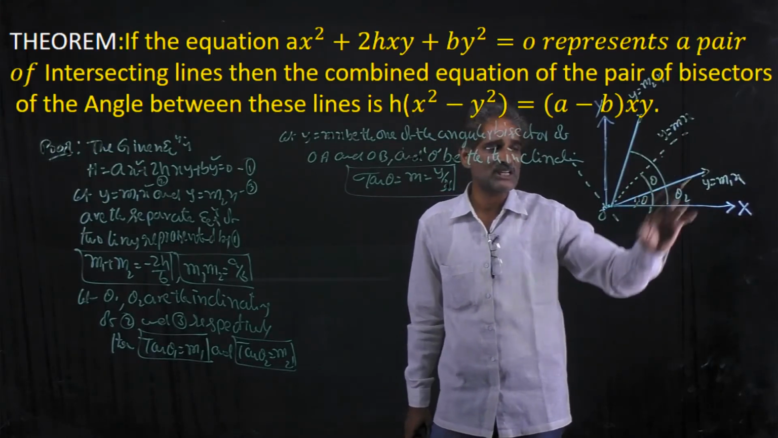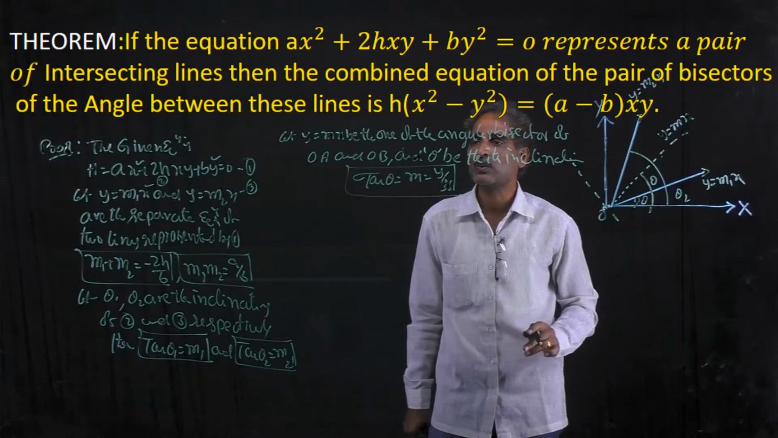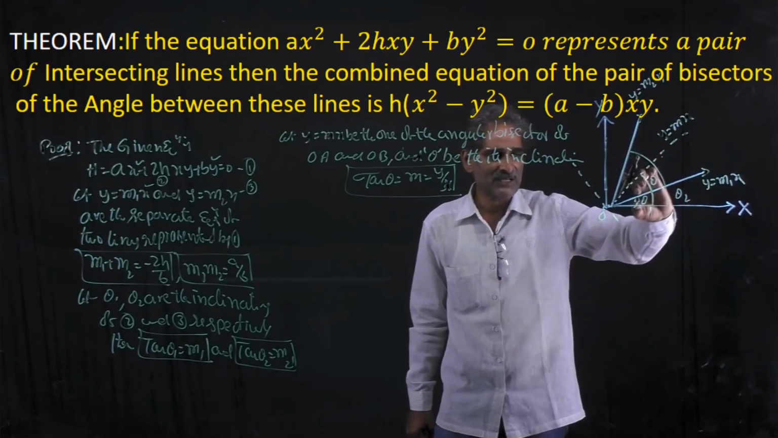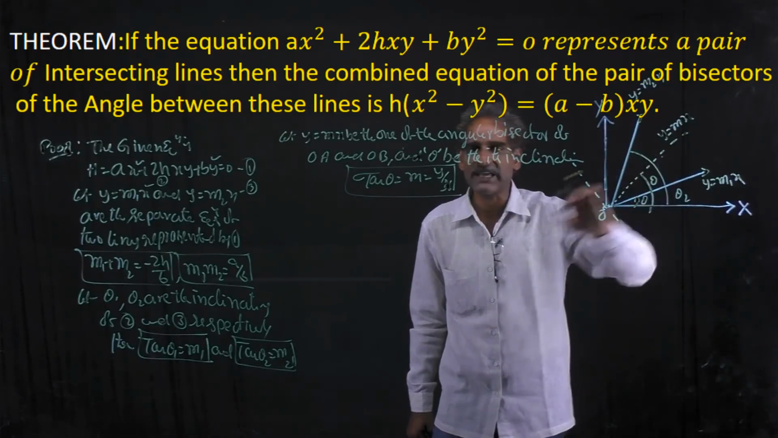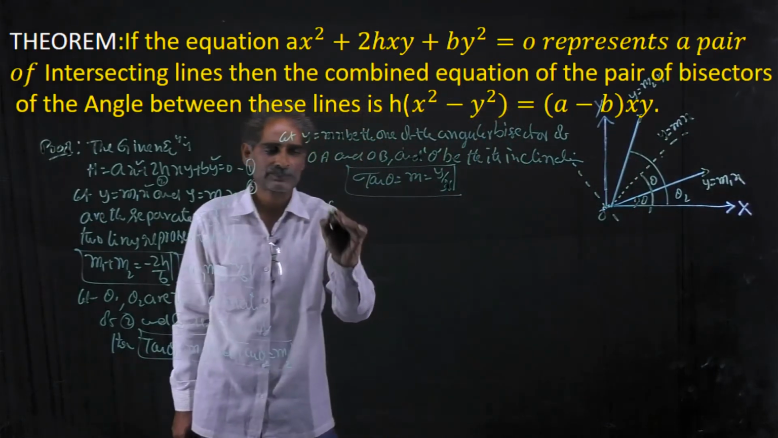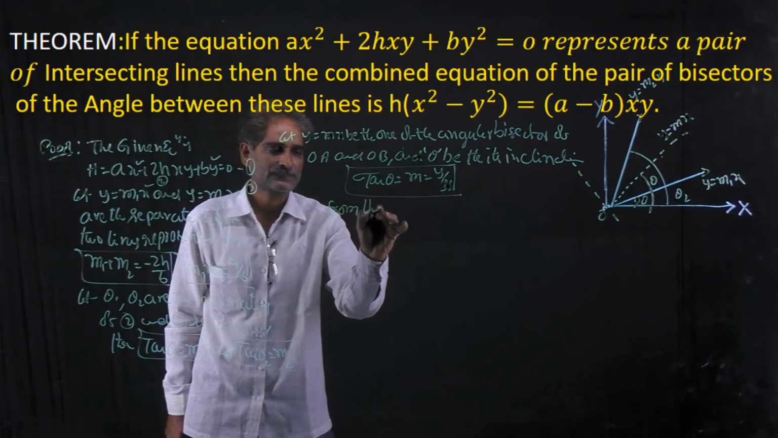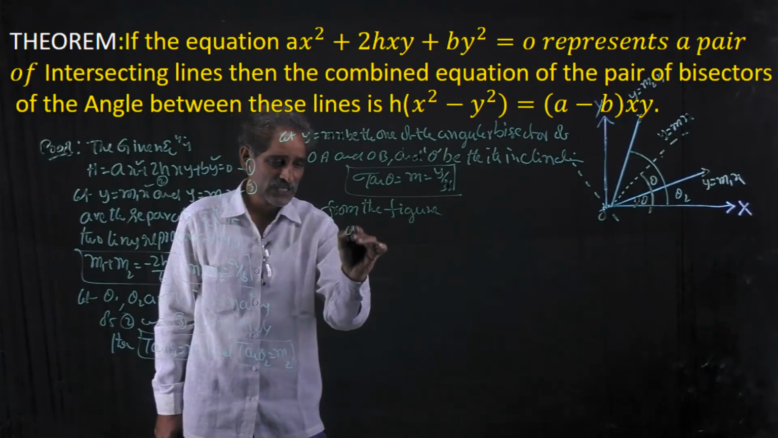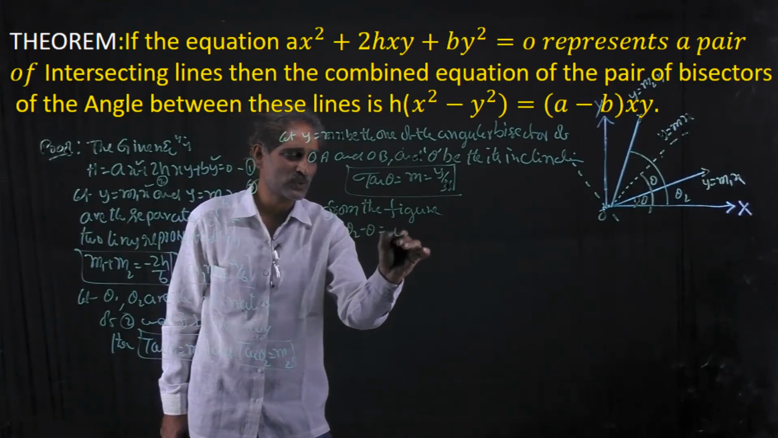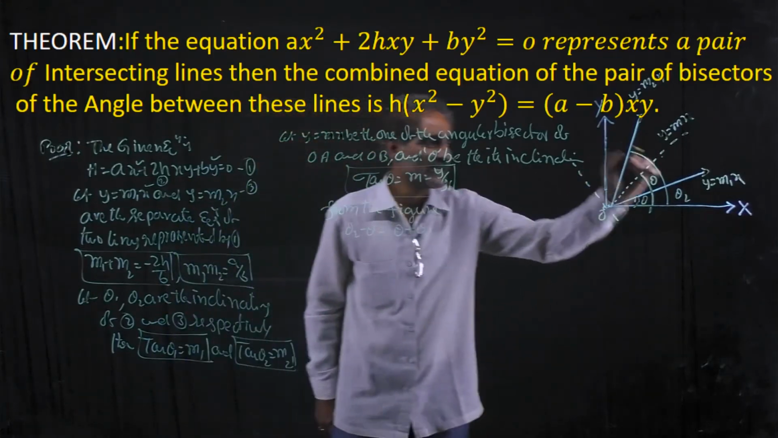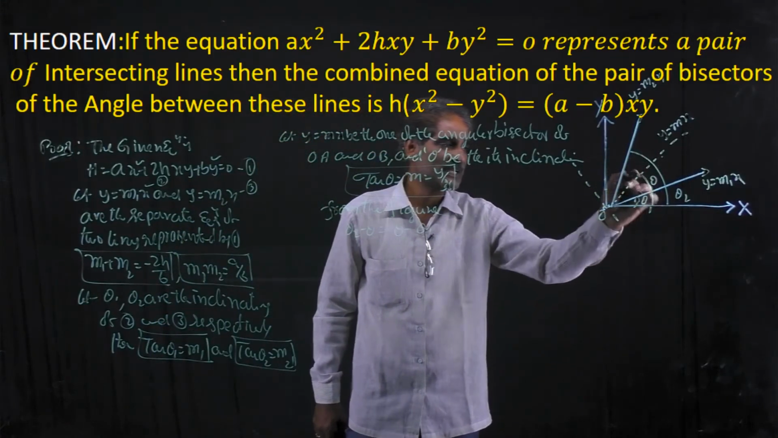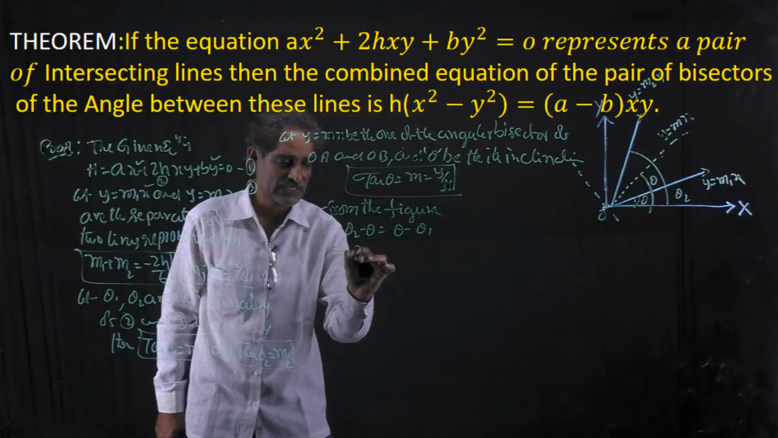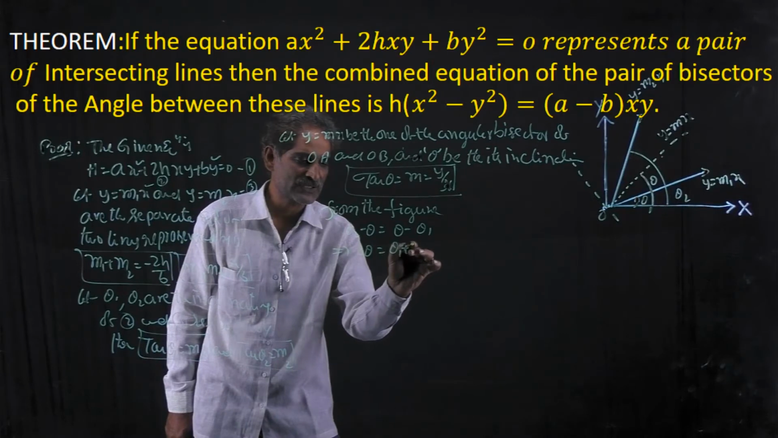Now observe the figure. The inclination of this line is theta. From the figure, what is the relation between theta 1, theta and theta 2? Theta 2 minus theta is equal to this angle. Theta minus theta 1 equal to this angle. These two are equal because this is the angular bisector. So theta 2 minus theta is equal to theta minus theta 1. From this we can write 2 theta is equal to theta 1 plus theta 2.